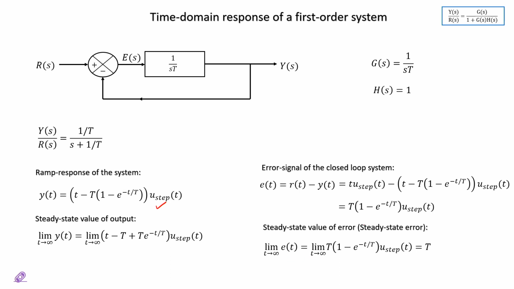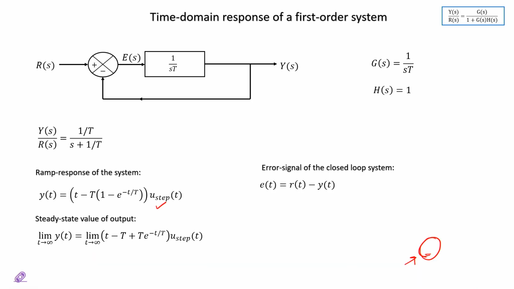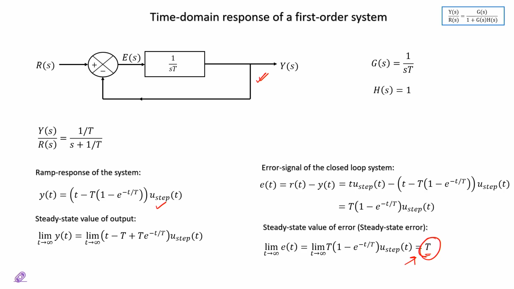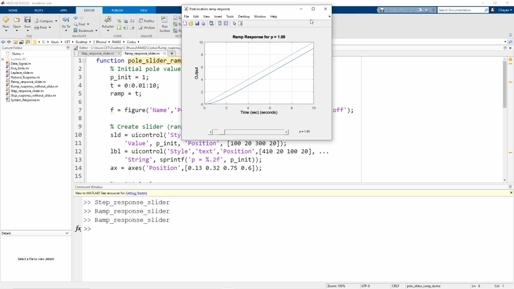So, the error at t tending to infinity comes out to be T, and you can see that this is a constant value, which means in the plot that we just now saw, this value is the T value that we have. So, in case of a standard first order closed loop system, with unity feedback and negative configuration, you can see that the error is constant for a ramp response.